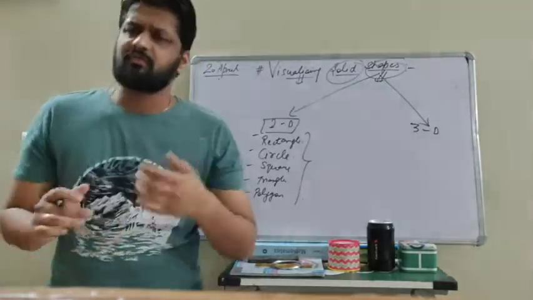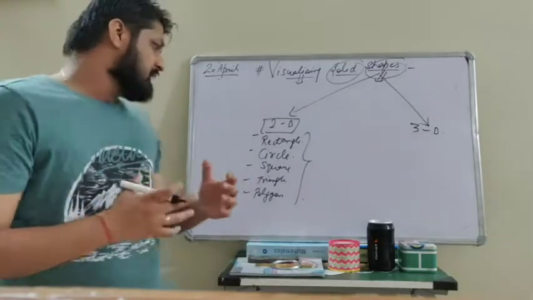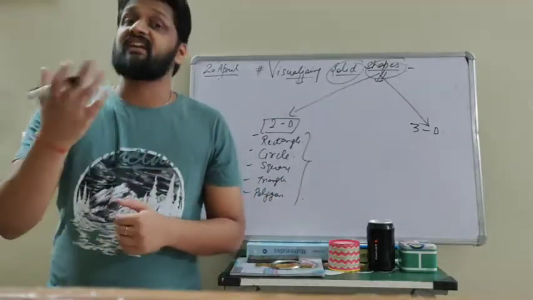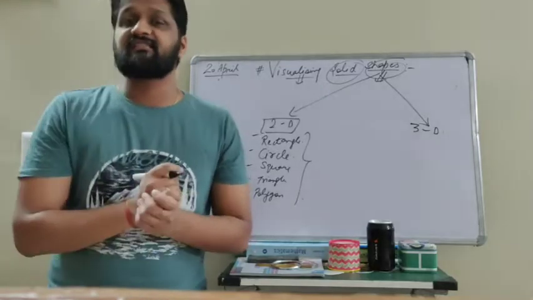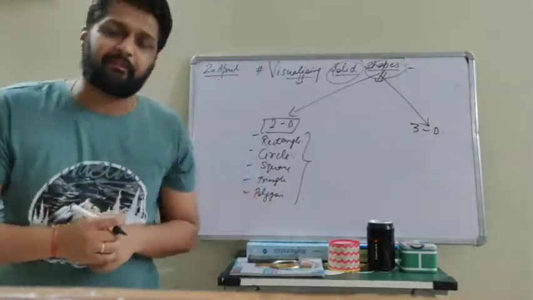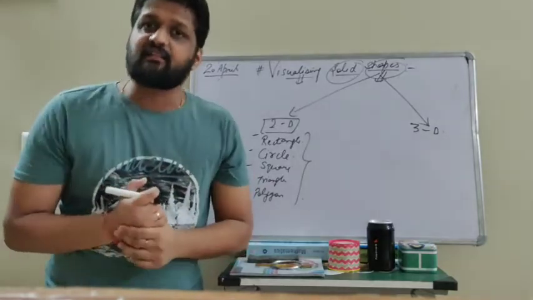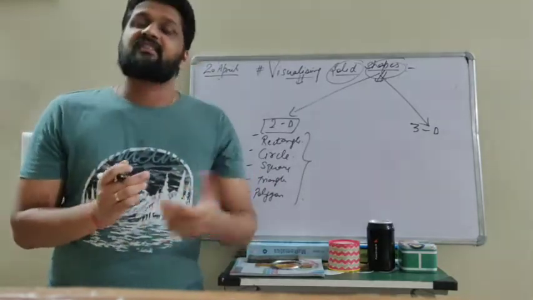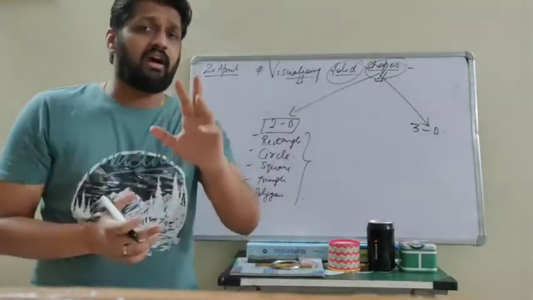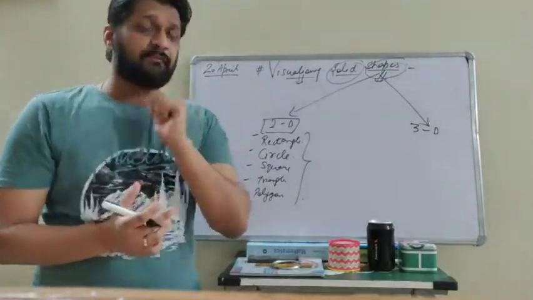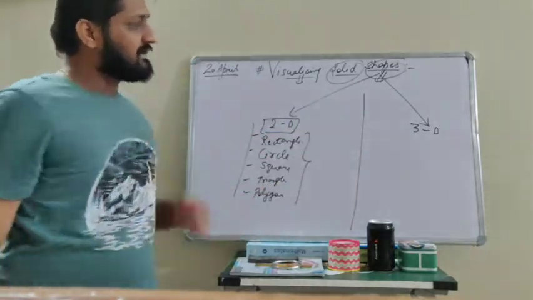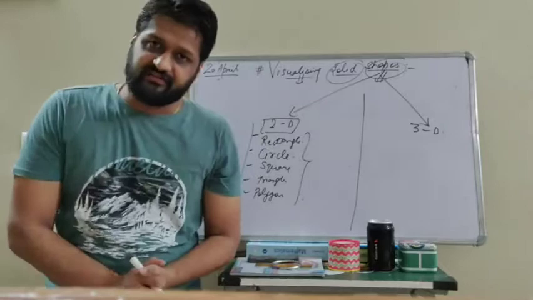triangle and polygon. What do you mean by the term polygon? Polygon means any figure consisting of three sides or more than three sides. A three-sided polygon is a triangle, four-sided a quadrilateral, five-sided a pentagon, six-sided a hexagon, seven-sided a heptagon, eight-sided an octagon and so on. So these are some examples of polygons, and all are two-dimensional figures. Now, this is clear. Let's discuss three-dimensional figures.